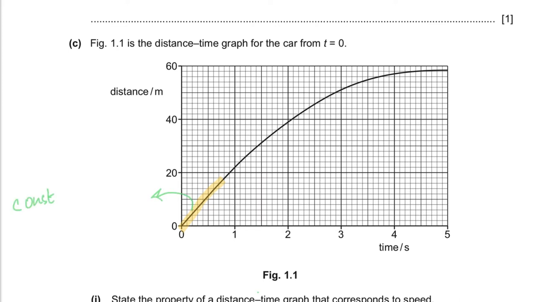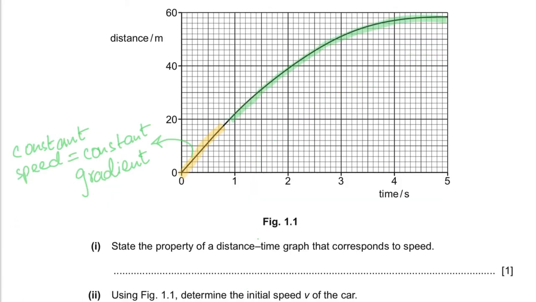Constant speed is represented by constant gradient, and as the graph starts to curve during this region, this means the car will decelerate, or the gradient is changing. And again, the gradient of a distance-time graph is equal to velocity. Here the gradient is decreasing, so the velocity is also decreasing.